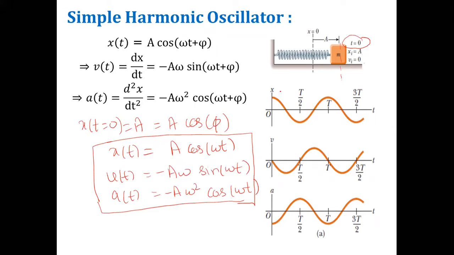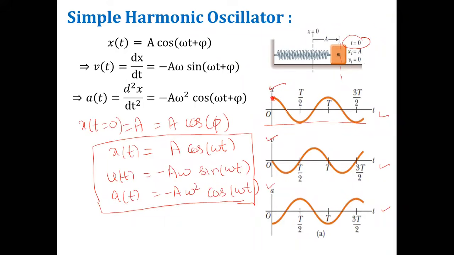Now let's start at time t is equal to 0. Your x-axis is time in all the three cases, and the y-axis is either position, or its velocity, or its acceleration. So let's first focus on the position over here. At t is equal to 0, you will have x is equal to A. So this is your starting point here.